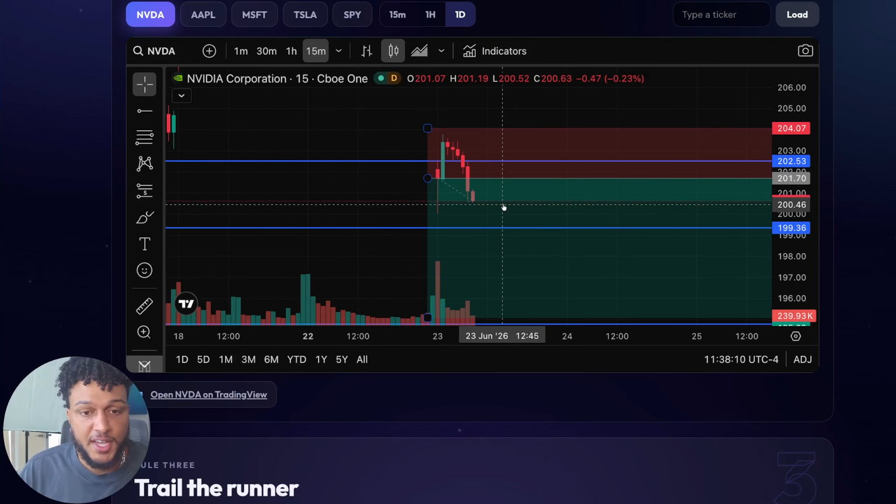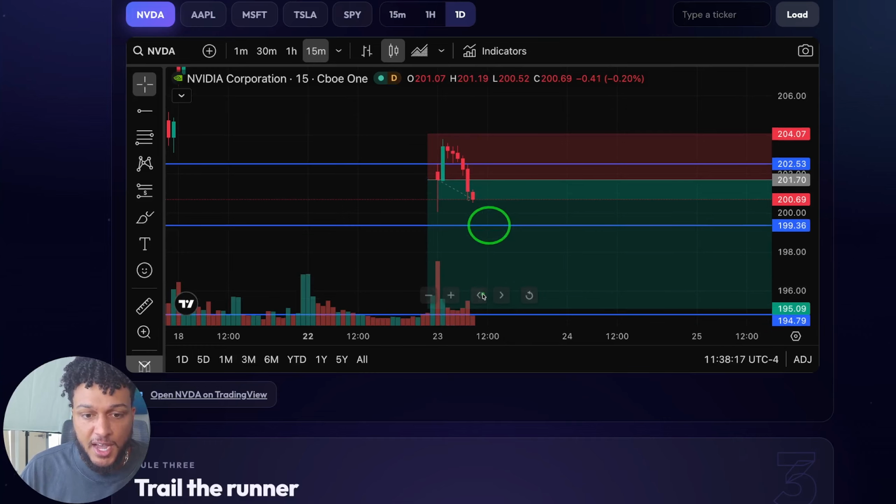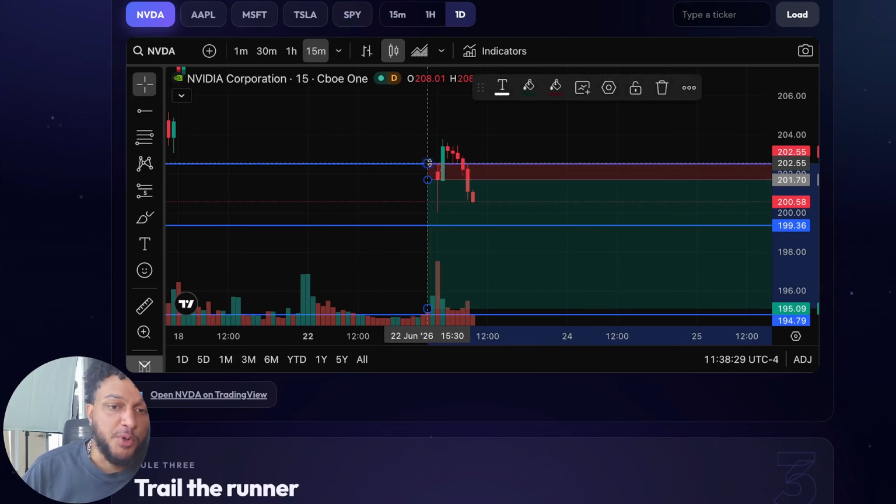What I'd be looking for on NVIDIA on this trade, for instance, is a breakdown right here towards 199. Scale out about half my contracts down here, then I'll let the rest run, potentially try to break back down towards 195. But after you take profits off on the first take profit down here around 199.36, I would move my stop loss to break even or pretty close to break even. So you're removing all risk from the trade pretty much instantly.